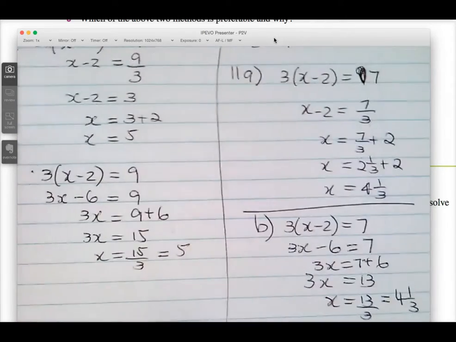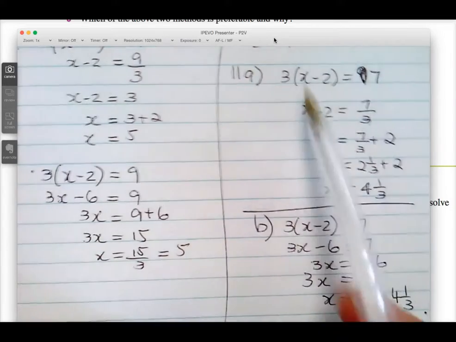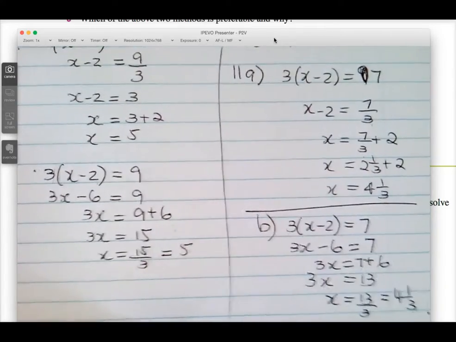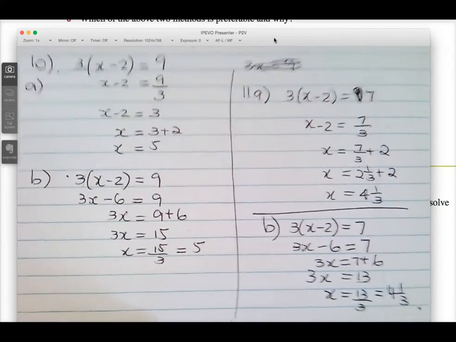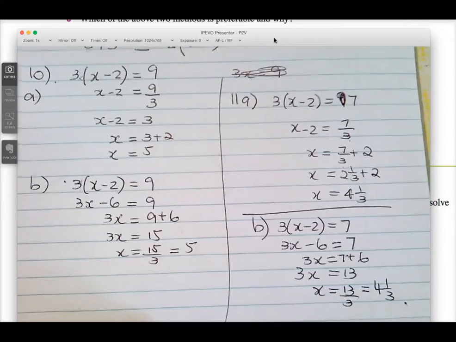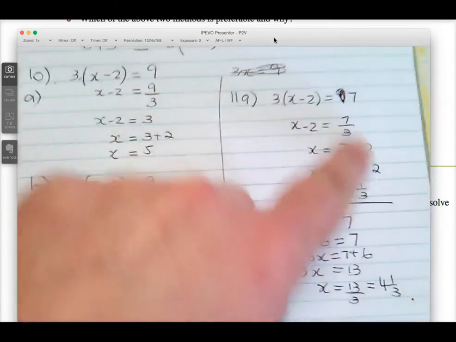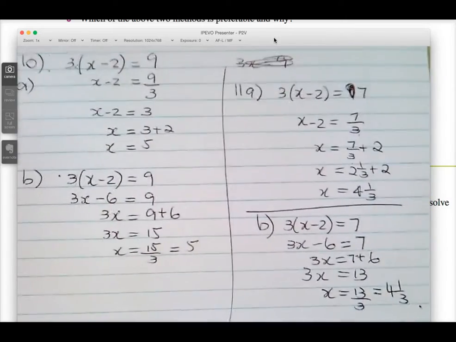Now, you do not have to do method A. I would not do method A for question 11. I might do it for question 10. Do you understand why I would do method A for question 10 and not 11? Because when you divide by 3, you get a whole number in 10A, but you don't get a whole number in 11A.